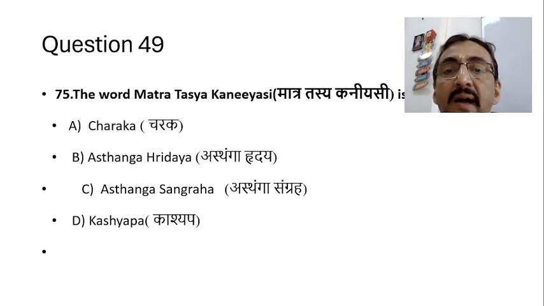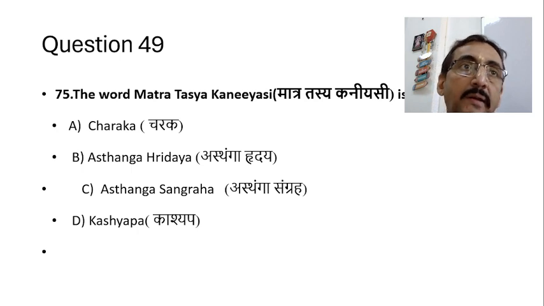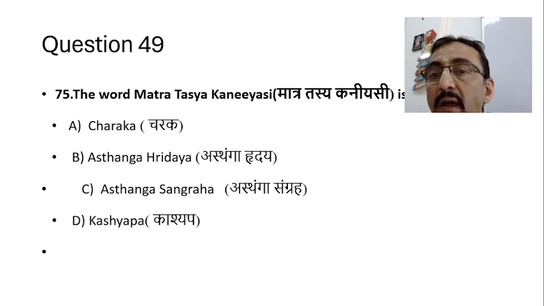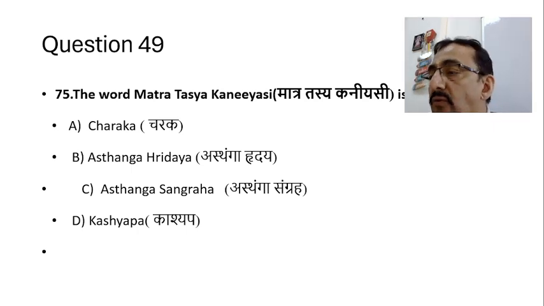Now the phrase 'Matra tasya kaniyasi' is mentioned by which author? Is it by Charaka, Ashtanga Hridaya, Ashtanga Sangraha, or Kashyapa? First of all we should know where actually this phrase comes. Matra tasya kaniyasi. Doshadushya malaschaiva mahatam vyadayeshe, ta eva sarve balanam matra tasya kaniyasi. So this shloka is basically mentioned by which author? Then you find the answer for this question.